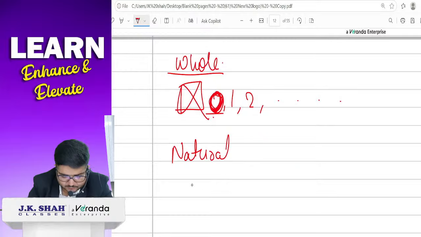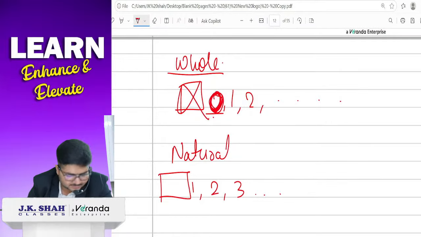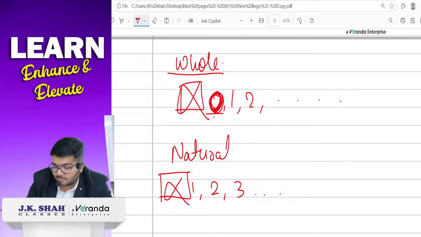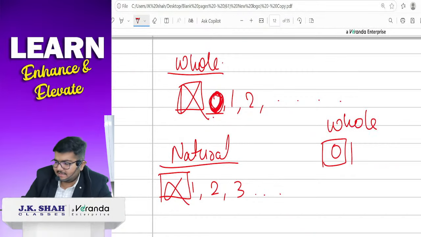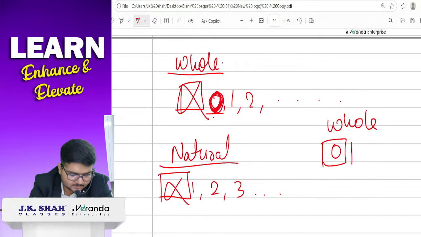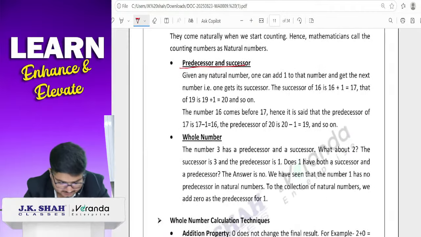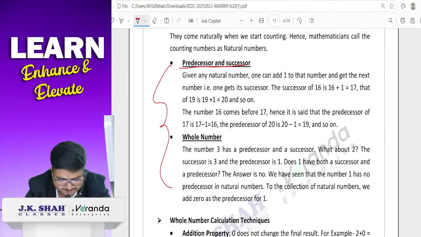What about natural number? Natural numbers start from 1, 2, 3. If they ask you the predecessor of 1 in natural numbers, there will be no predecessor of 1. If it is whole number, then the predecessor is 0. But in case of natural number, if they specify it is a natural number, then there won't be any predecessor of natural number 1. That is the thing that they are trying to tell you in this paragraph.